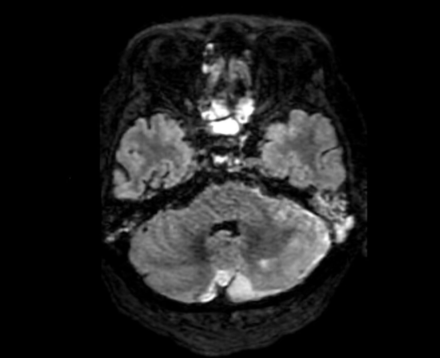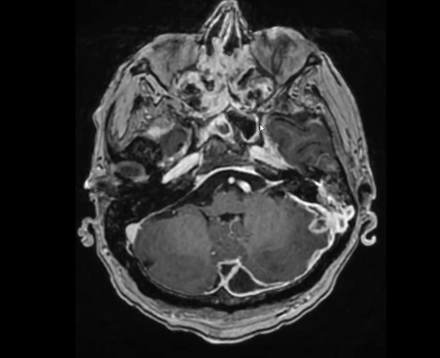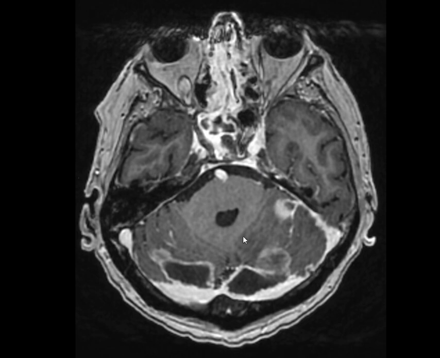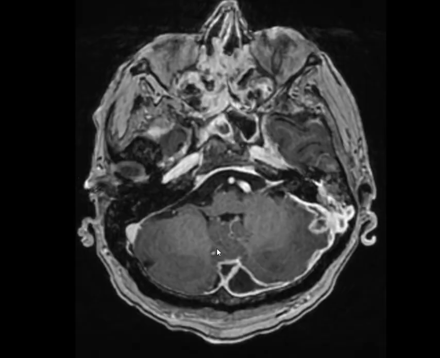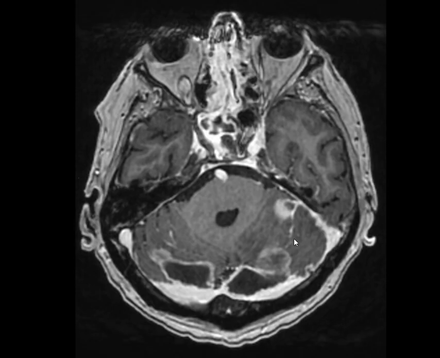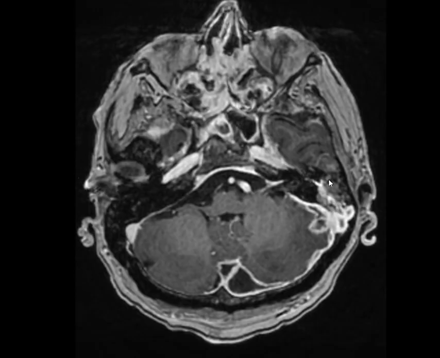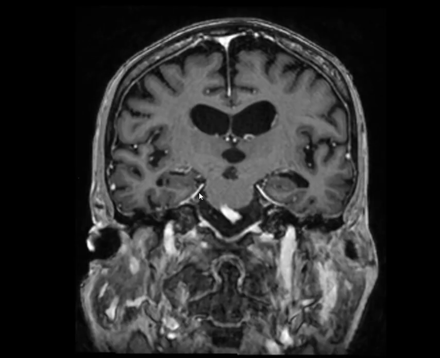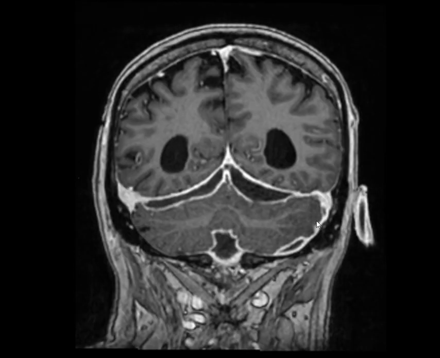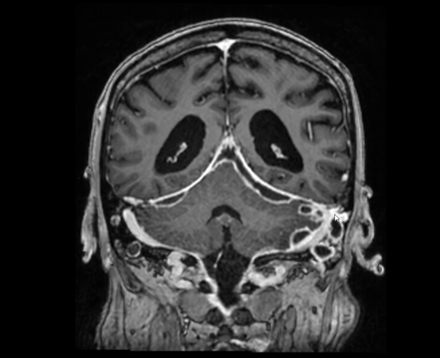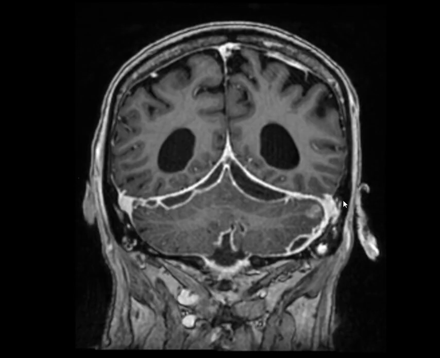Coming to the contrast images, so now we can see properly the collection with peripheral enhancement, and here these are the tiny micro abscesses which are in contact with the mastoid. So on coronal, it is confirmed. These are the micro abscesses in contact with the mastoid.